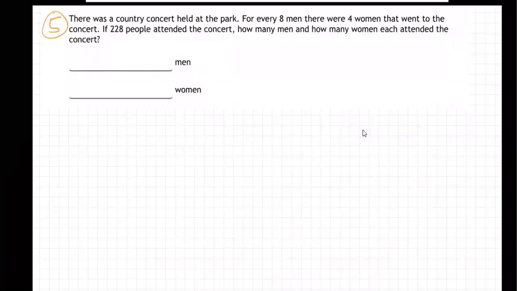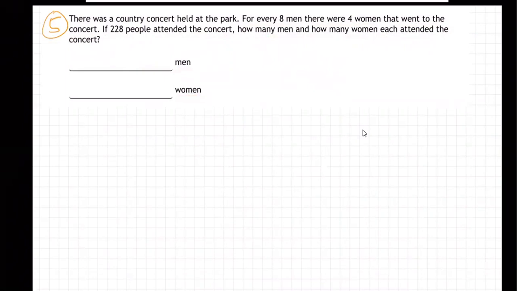So there was a country concert held at the park. For every 5 men, there were 4 women that went to the concert. If 228 people attended the concert, how many men and how many women were there? So they want men and they want women.